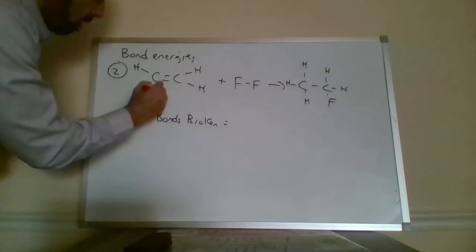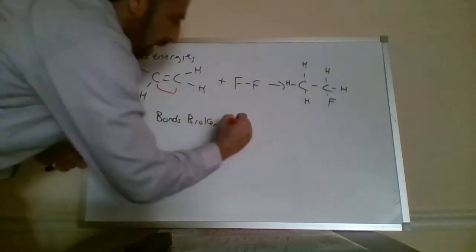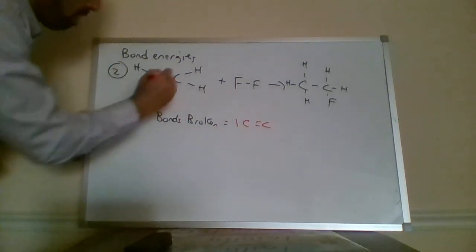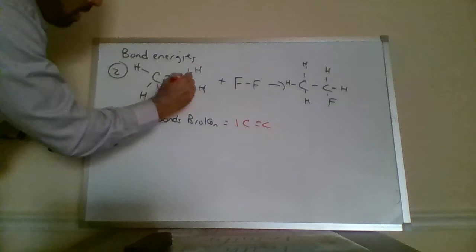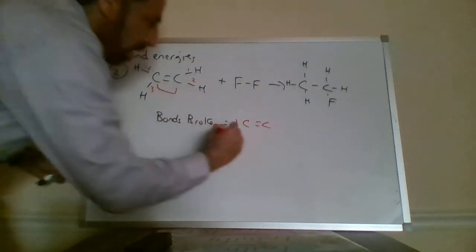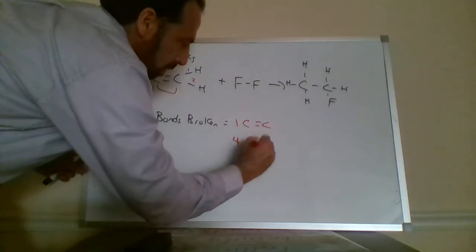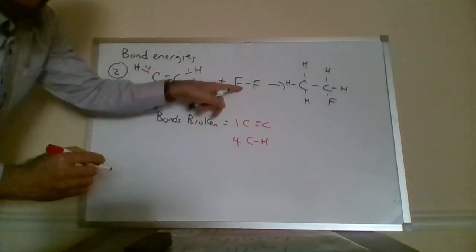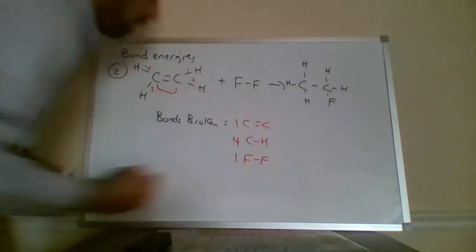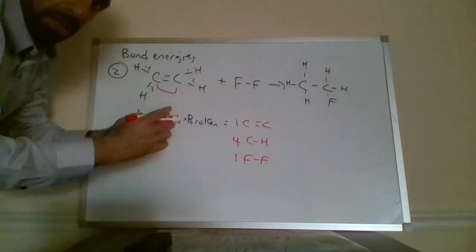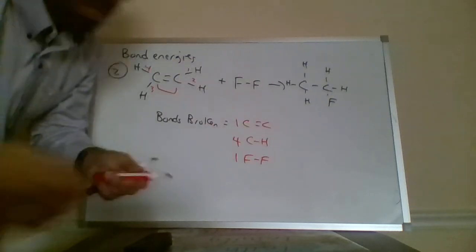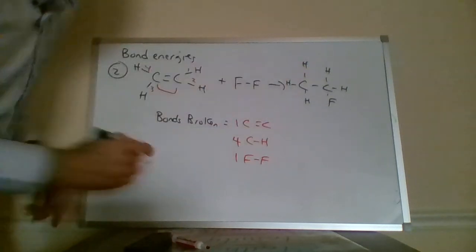So I have one carbon-carbon double bond. And then also I have carbon-hydrogen bonds. I have 1, 2, 3, 4. So I have 4 carbon-hydrogen bonds I need to break. Then I also have one fluorine bond. So I count up all the bonds they're going to break. So I'm going to break all the bonds. Let's make it easier. And then I'm going to look at the bonds that get formed.